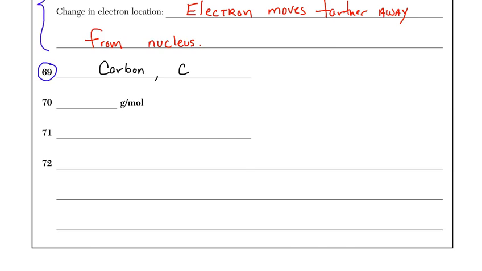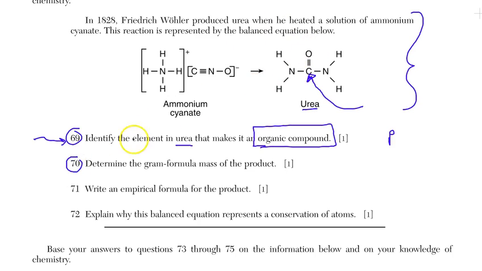Number 70. I know there's a blurb here, but the question says determine the gram formula mass of the product. Urea, there's the formula, the molecular formula, but they want the gram formula mass. They want the mass of the formula. What they're really asking for is how many grams per mole. So they want you to calculate the grams per mole here. Very simple. And again, you didn't need this blurb other than the formula to answer this.